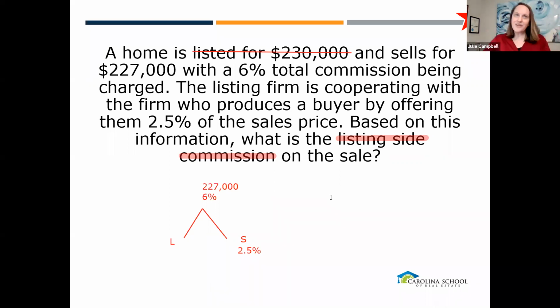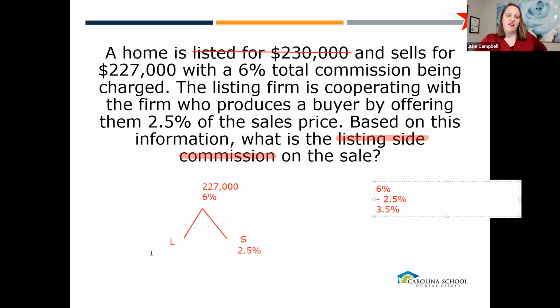So the total commission, I thought it was too late to do math. Look at you guys go. If the total commission is 6% and they're giving away 2.5%, should be a minus there. That means what's left for the listing firm, what they have left to collect, is 3.5%.